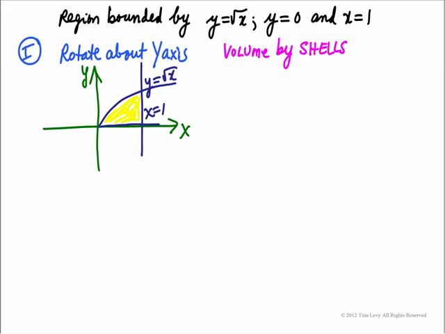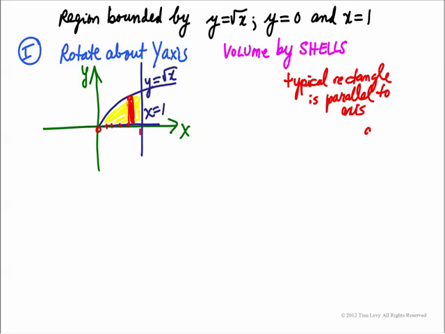Next step is I'm going to put the typical rectangle, and we make note that with cylindrical shells, the typical rectangle is parallel to the axis of rotation. So subdividing this from 0 to 1 into n subintervals, I put in a typical rectangle. Right away, I know that this will be dx.